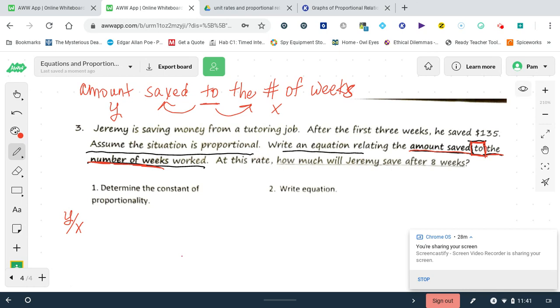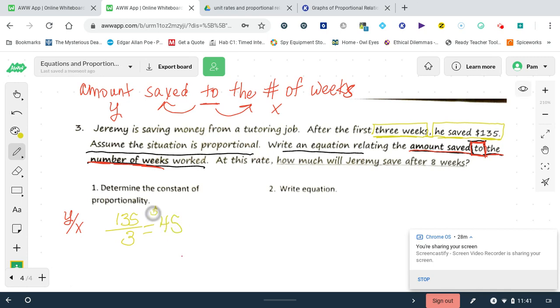So what was the amount that he saved? Well, if we go back up here and look at the amount that he saved, $135. It's going to take 135 and divide it by what? The number of weeks. Well, how long did it take him to save that? 3 weeks. So I'm going to divide by 3, and it's going to give me my constant of proportionality. 135 divided by 3 is 45.